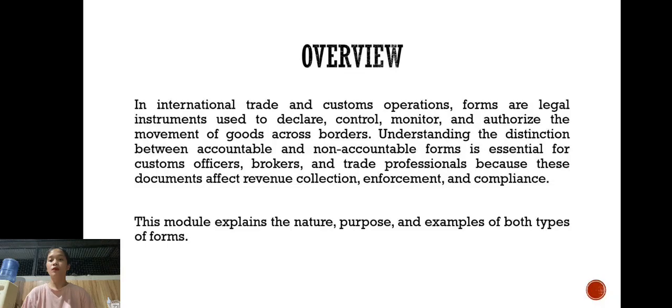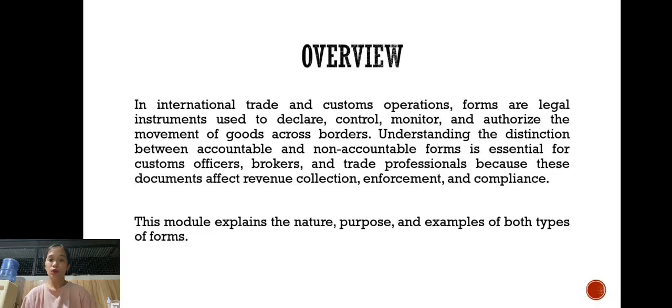Let me read the overview of this topic. In the world of international trade, forms are much more than just a paper. They are legal instruments used to declare, control, monitor, and authorize the movements of goods across borders. So understanding whether a form is accountable or non-accountable is essential for customs officers, brokers, and trade professionals because these documents directly impact revenue collection, legal enforcement, and overall trade compliance.